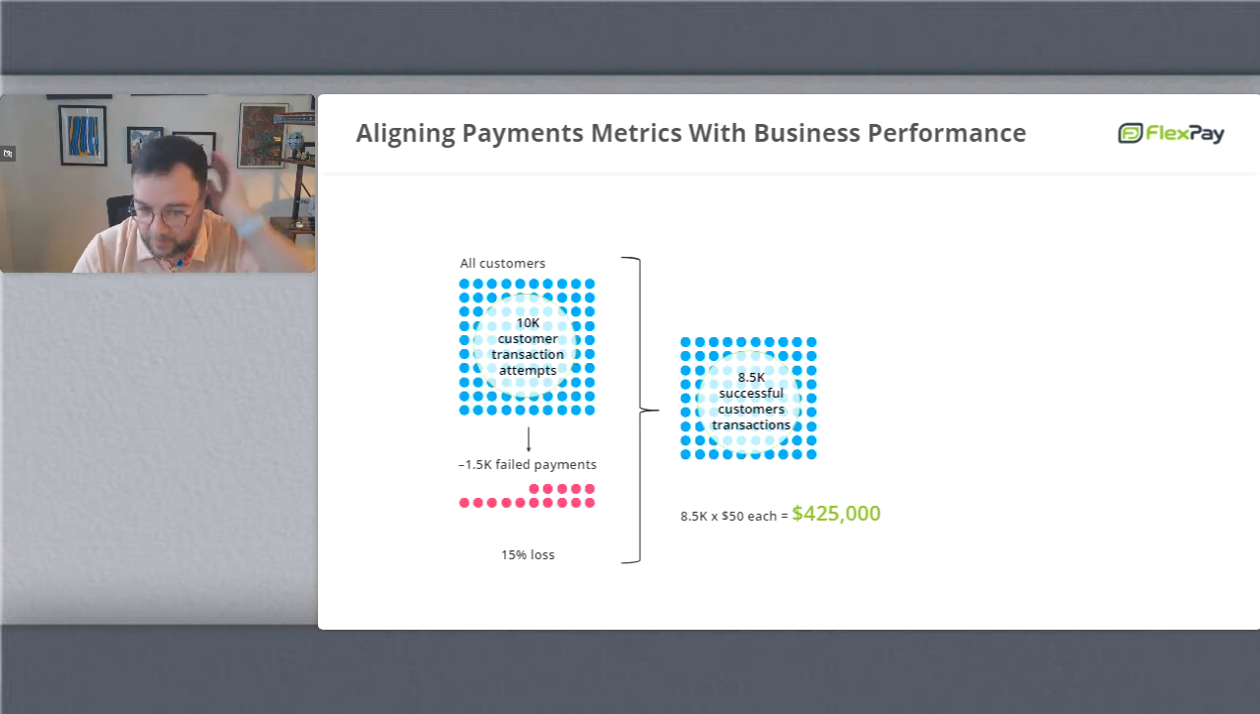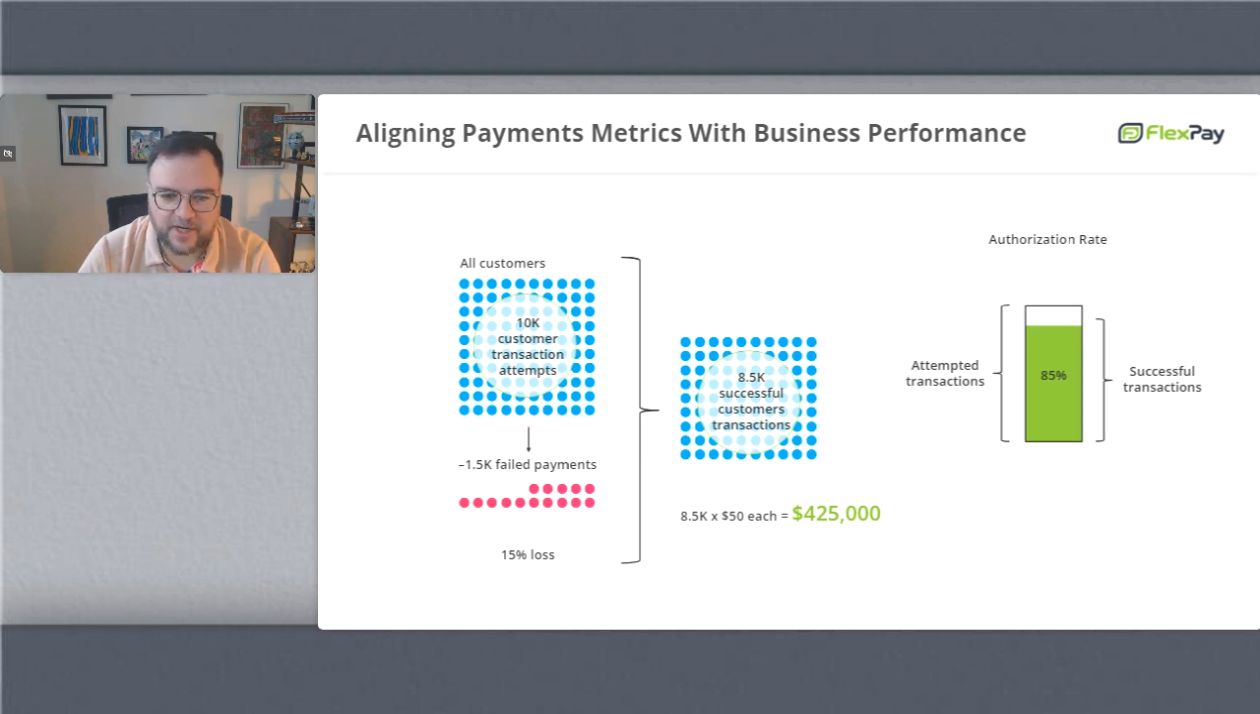To walk you through this in a little bit more detail, take an example of a merchant who has 10,000 customers. If you have a 15% decline rate, you're going to have 8,500 successful customers, generating a grand total of $425,000 of revenue. When you're looking at this from an authorization rate, this looks like you are getting an 85% success rate. And this is true. This is 85% of your attempted transactions. You're attempting each of these transactions once, and you're getting an 85% success rate.